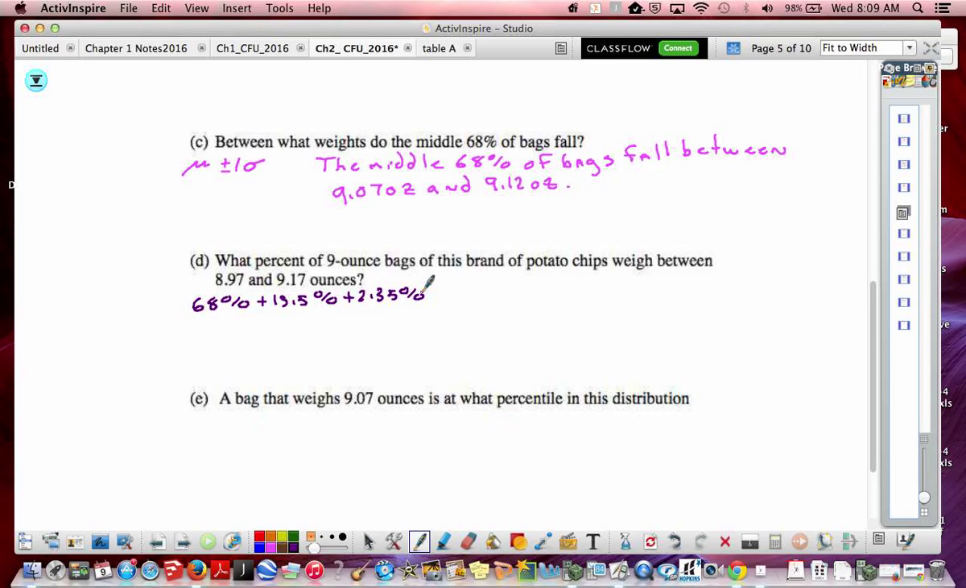You could actually subtract out what was remaining. But if I add all those up, it gives me 83.85%. So 83.85% of the bags weigh between 8.97 ounces and 9.17 ounces.